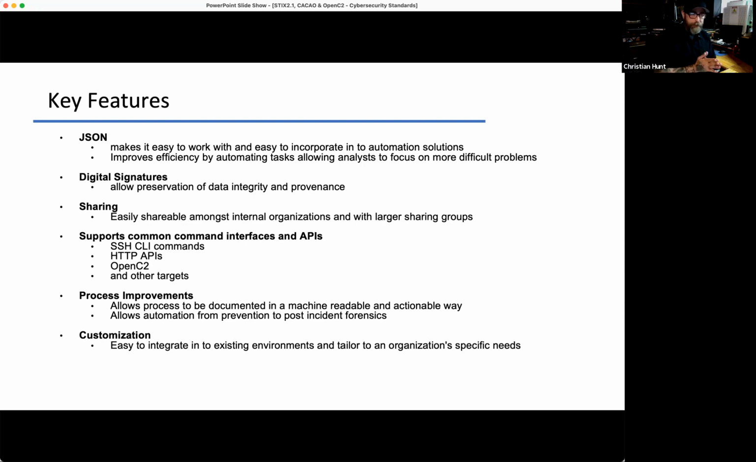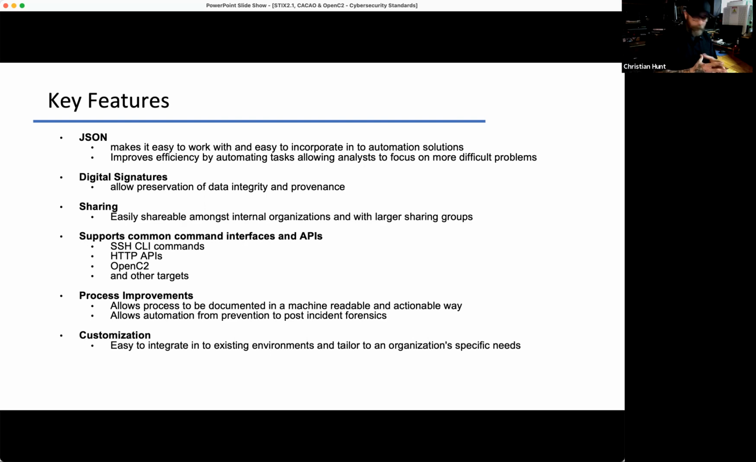There's multiple ways to integrate with your existing infrastructure, like I mentioned before. Commands via SSH, HTTP APIs, leveraging the OpenC2 standard to interact with various devices on your network, and several other targets that you can leverage. So one of the great benefits is that it allows you to codify process in a machine readable way, which really does help to facilitate automation and integration into an environment. It's easy to customize.